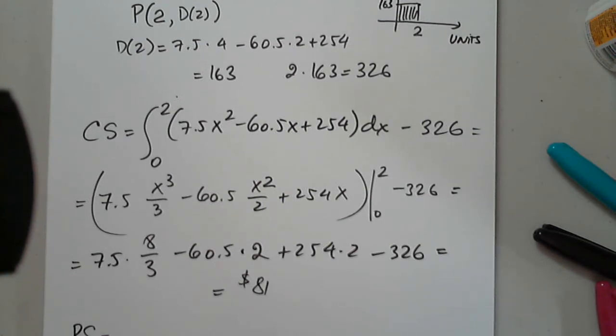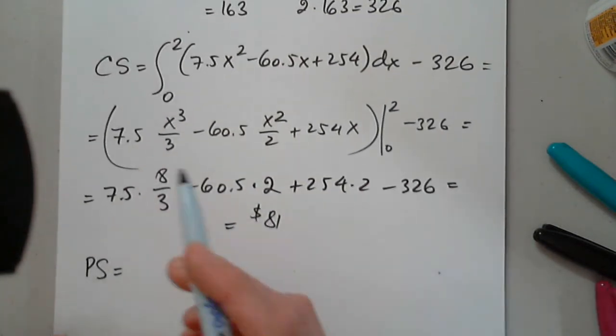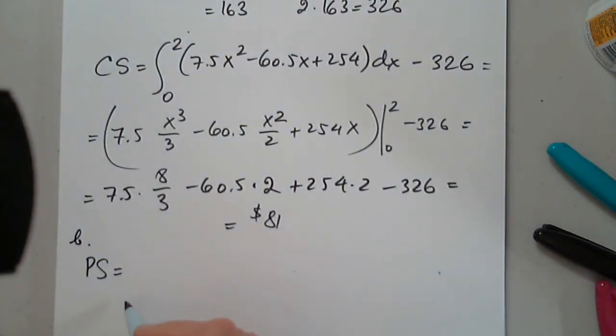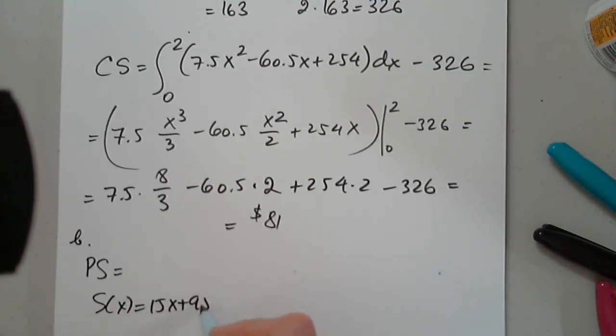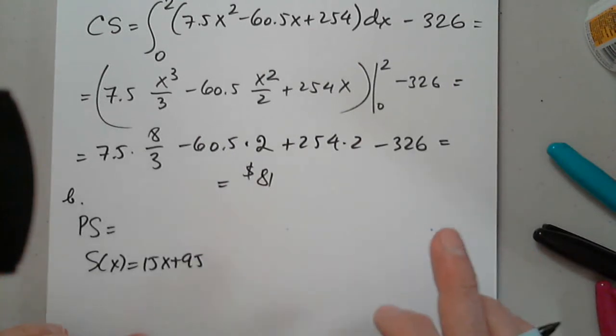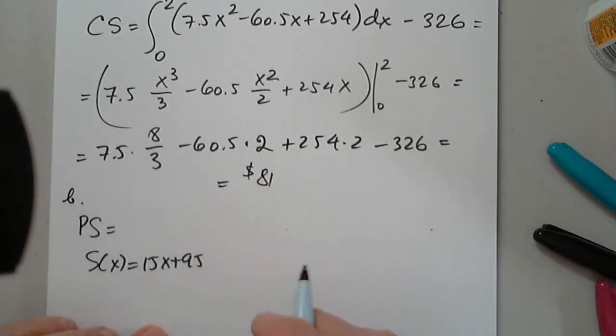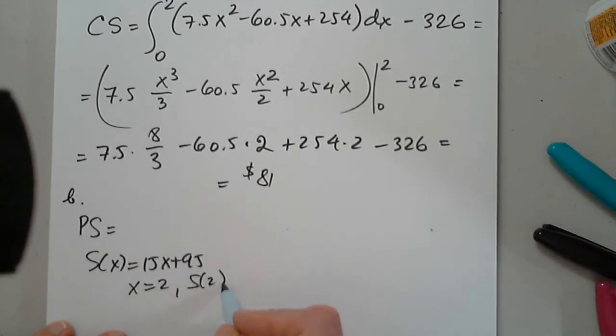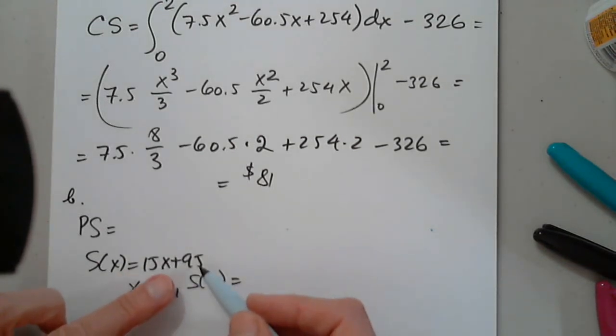Okay, so suppose this applies such and such. So part B, we have s of x, which is 15x plus 95. So again, for 2 jumps, I need to determine a new point for a new function, because this is not the equilibrium point for this function. So when x is 2, s of 2 will be 30 plus 95.